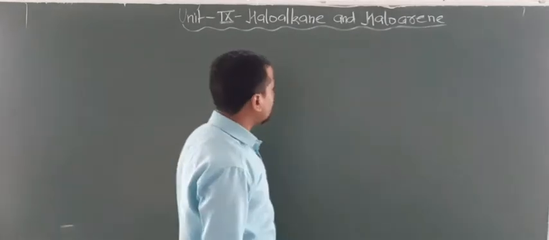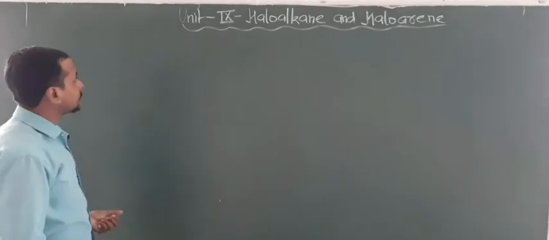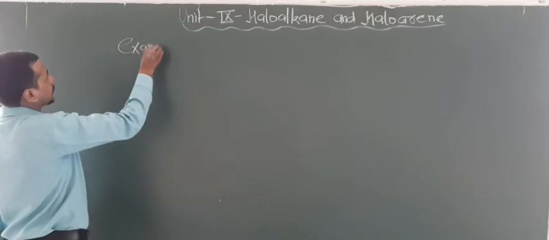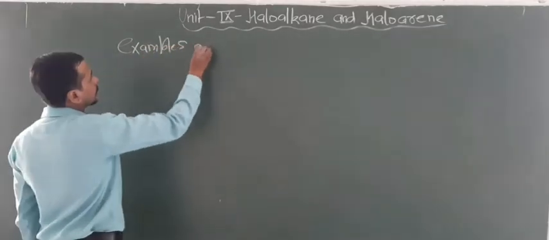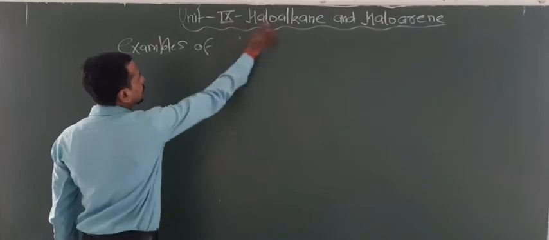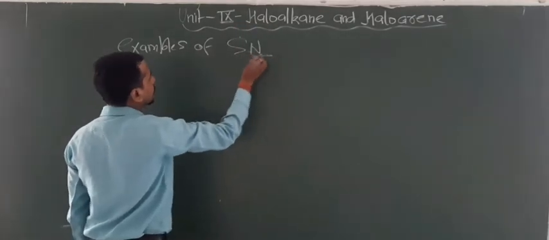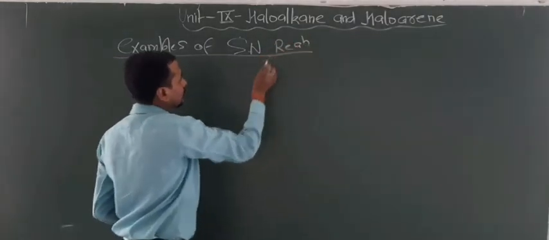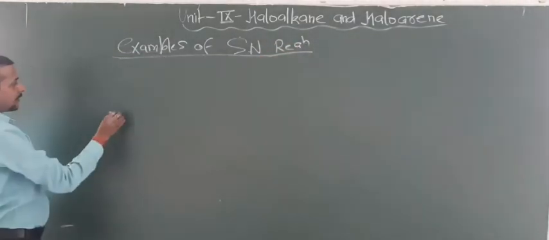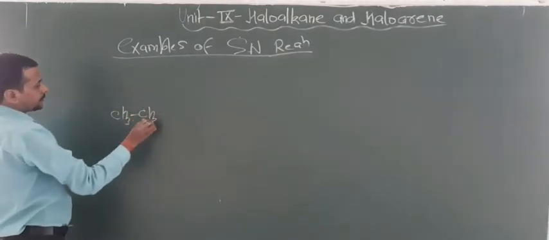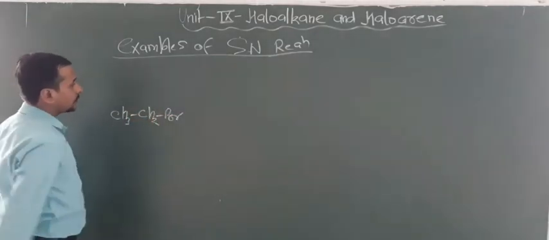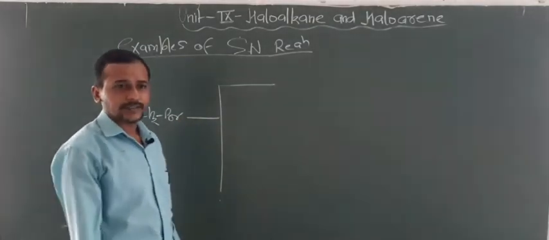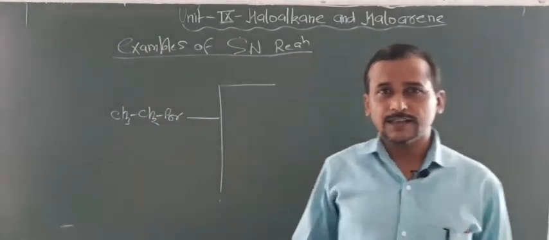Now dear students, let us focus on some examples of nucleophilic substitution reactions, that is SN reactions. Now by taking the example of ethyl bromide, how will you convert ethyl bromide, or you can say alkyl halides, into different compounds?